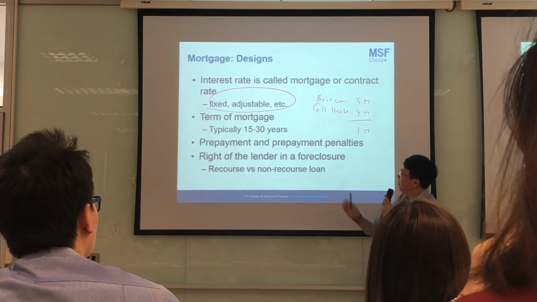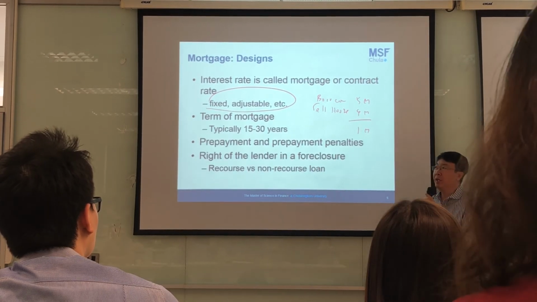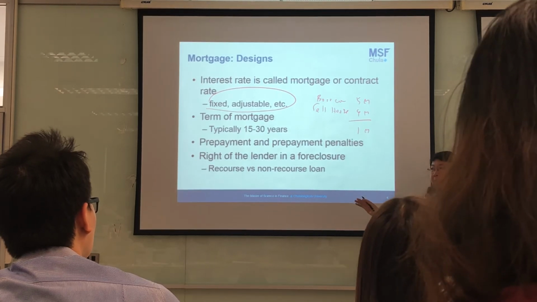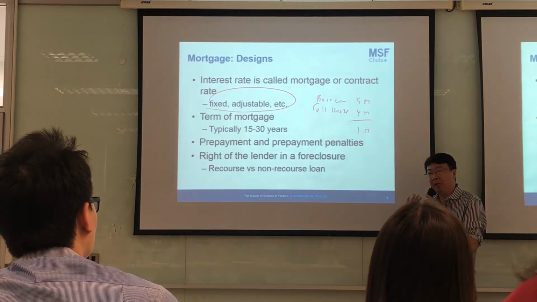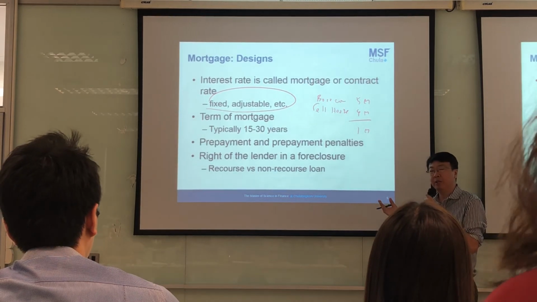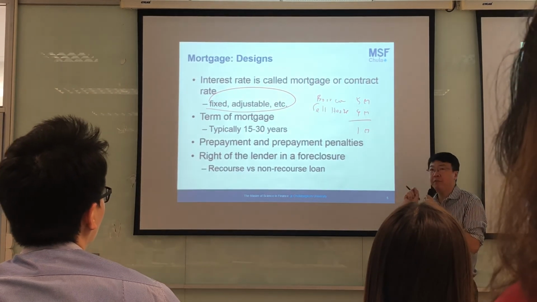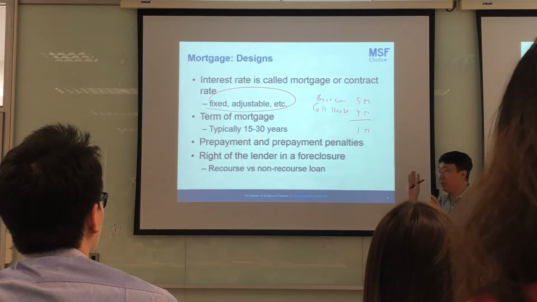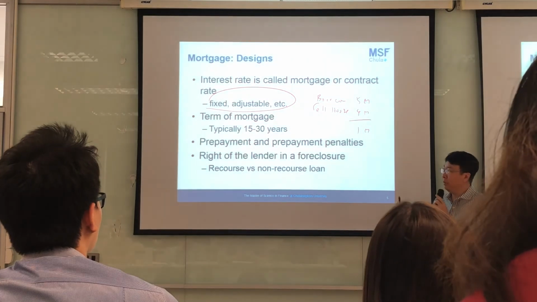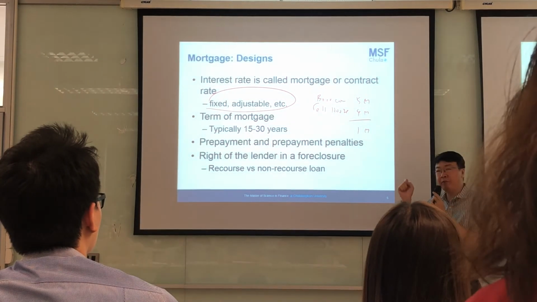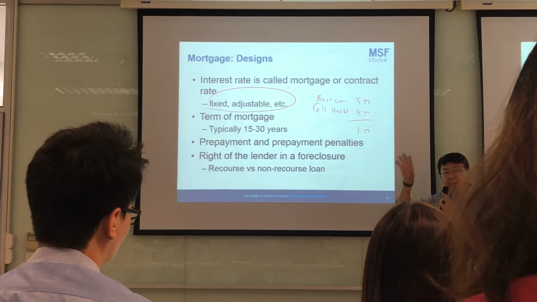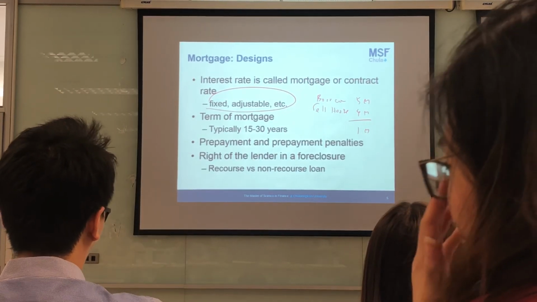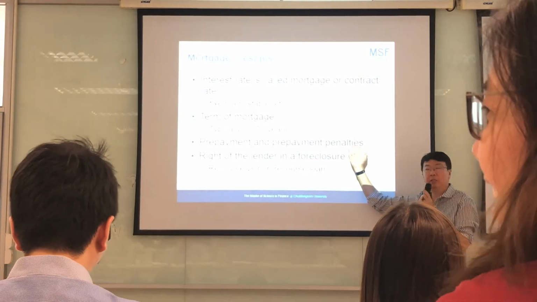Okay, the prepayment and prepayment penalty. In Thailand right now, some banks allow you to fully pay within 3 years, but some banks may not allow that, and you may have to pay an extra penalty fee. Suppose you borrow 5 million and fully pay within 3 years, you may have to pay an extra fee of 1% or 2% of the original loan amount. So this is the prepayment penalty.